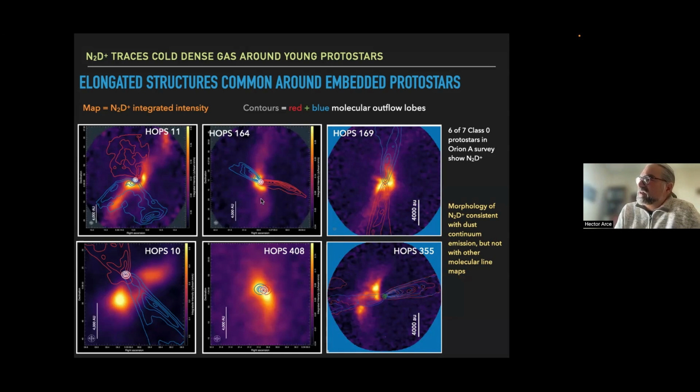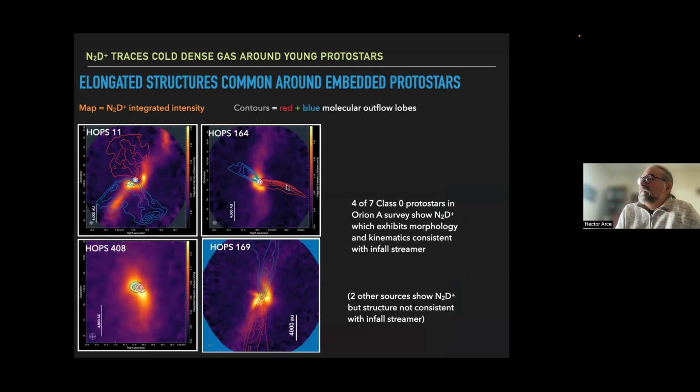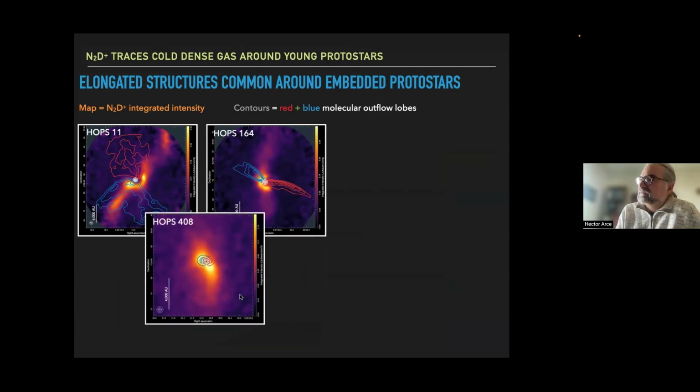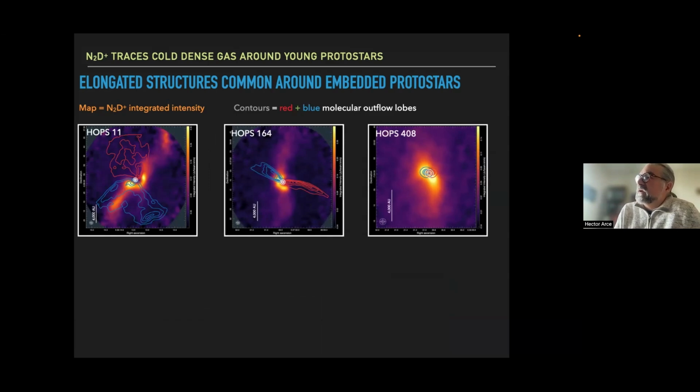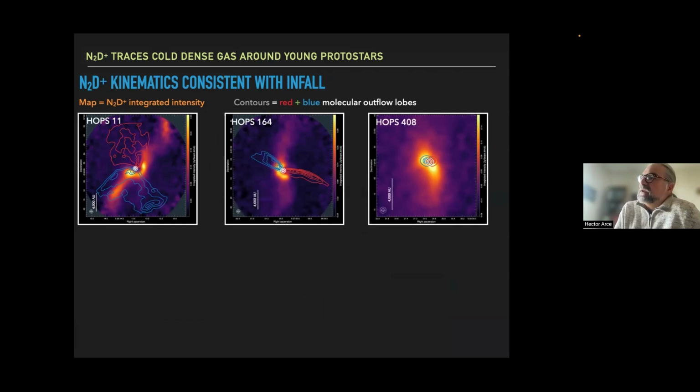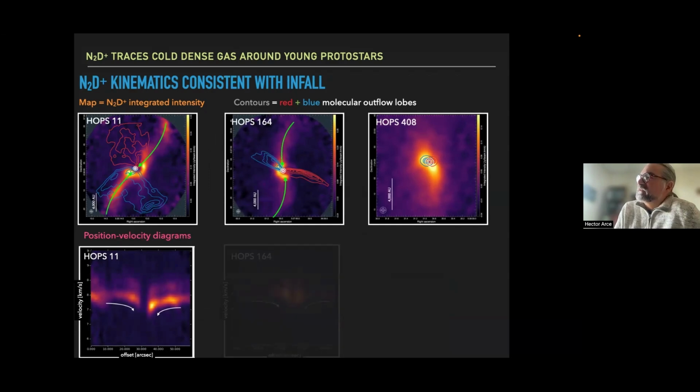Out of these 6 protostars where we detect N2H+, 4 of them showed, in their kinematics, what we think is consistent with infalling motion. So if we take 3 out of those 4, because we'll concentrate on this fourth source later, what we think is happening is that these regions are probing what appear to be infalling streamers.